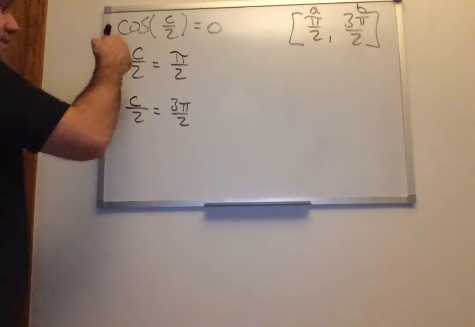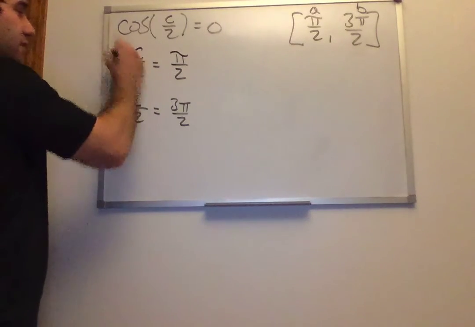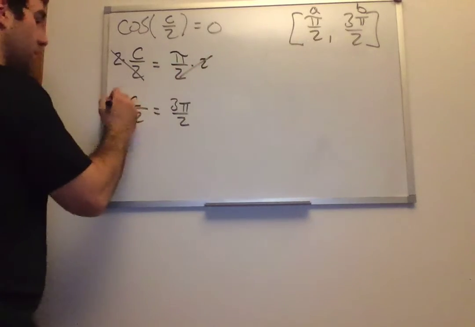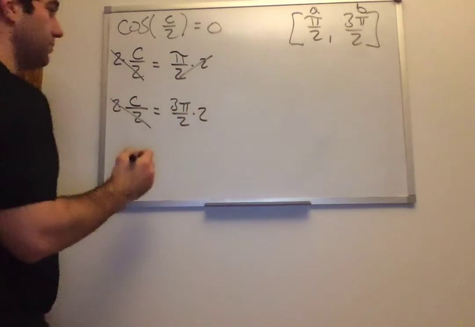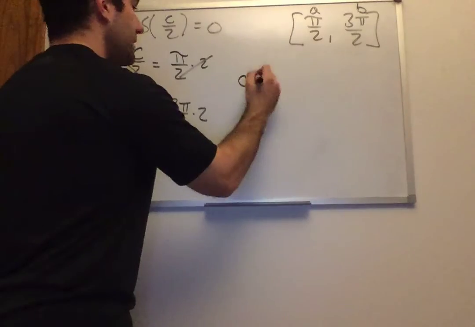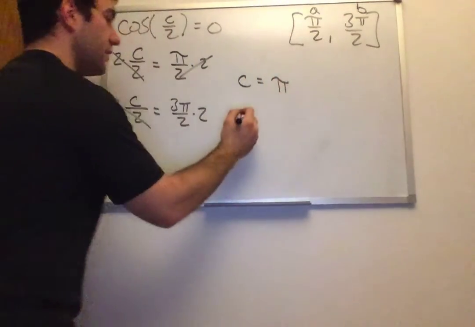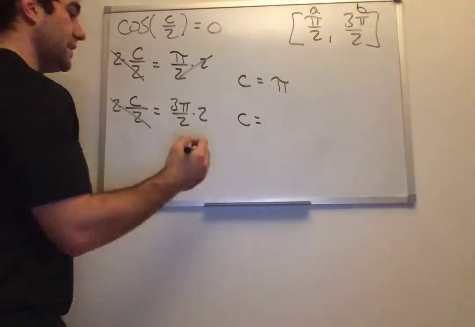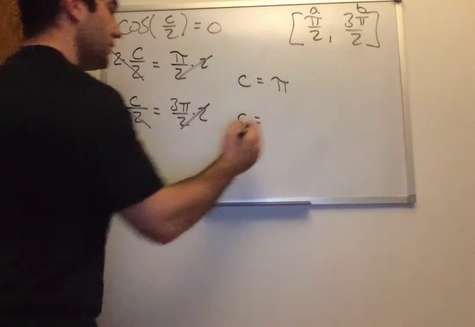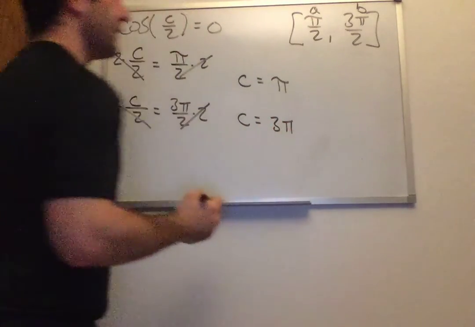Now, we need to solve for c, so I gotta multiply this by 2, multiply this by 2, multiply this by 2, multiply this by 2. And I got c is equal to pi. And I also got c is equal to, those twos cancel, 3 pi.